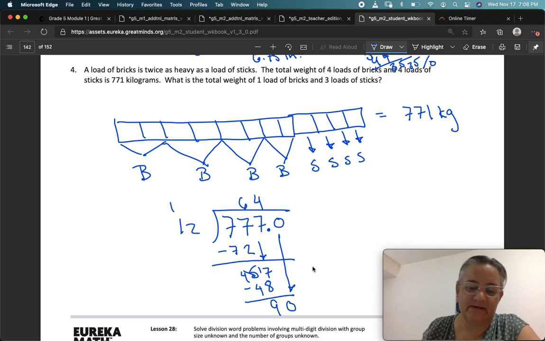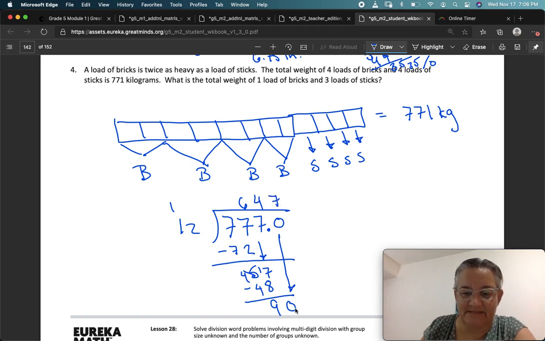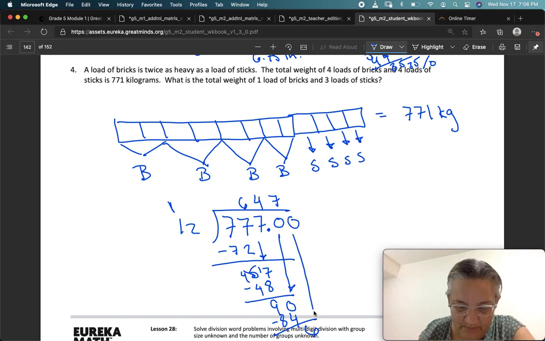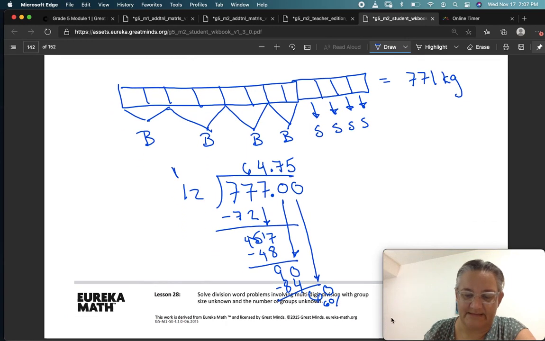12 into 90, well, let's see. 12, 24, 36, 48, 60, 72, 84. I think that's as far as we're going to get. 7 times 2 is 14. Carry the 1. 7 times 1 is 7, plus 1 is 8. Then I have 6 left over. I'm going to add another 0. Bring that down. And 12 will go into 60 5 times. I know that because I just counted it a bunch of times. Right? 5 times 12 is 60. And that's 0.